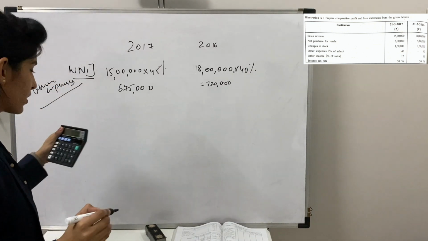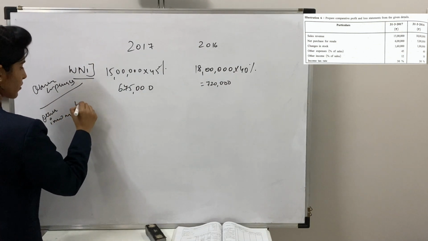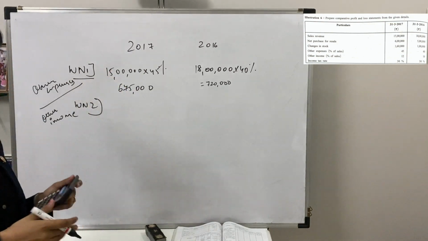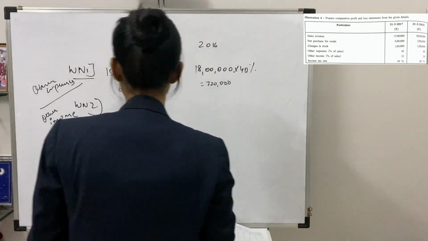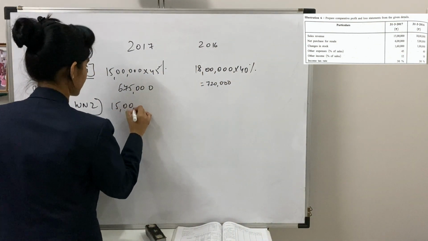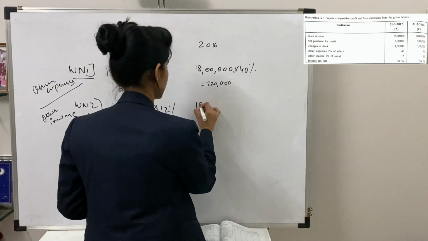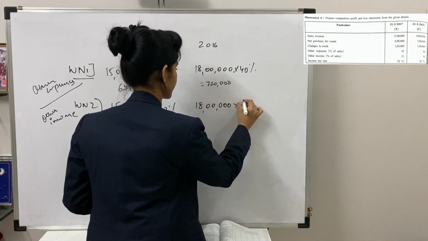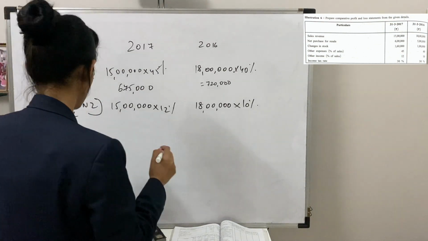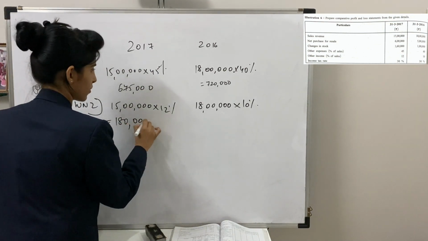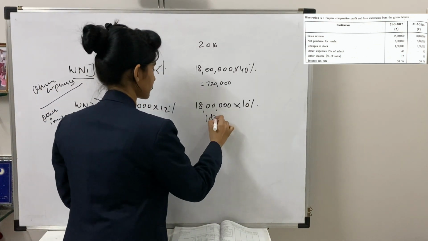Now coming to the part of your other income. This is your working note 2. So write down the working note first and then follow with the procedure of the sum. Other income is 12% of the sales. 12% of 15 lakh. And over here it is 10% of 18 lakh. Now 15 lakh into 12% will be your 1,80,000. Over here 18 lakh into 10% will be again your 1,80,000.